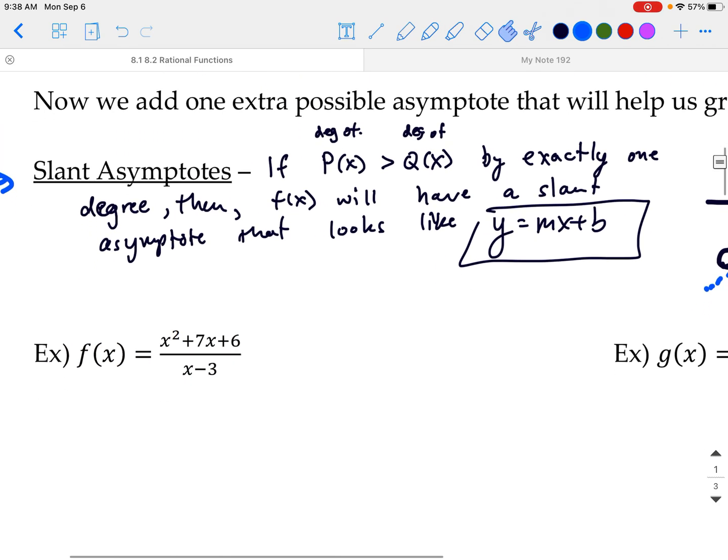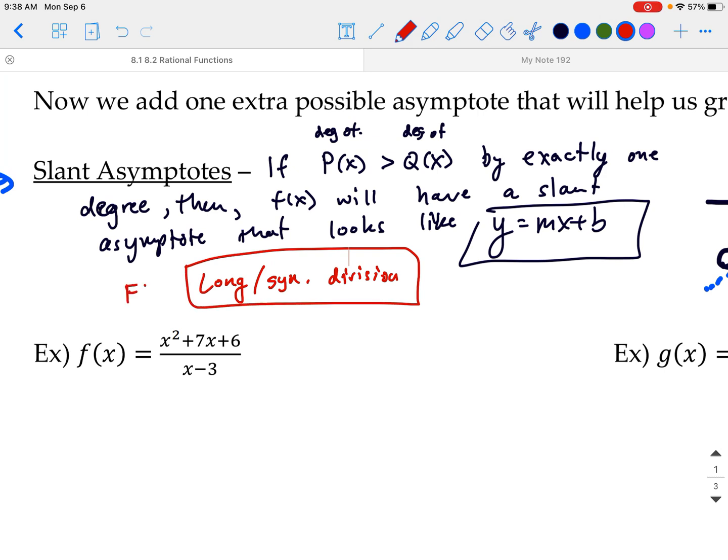So the question is, how do we find these asymptotes if they're slanted? What we're going to need for that is long or synthetic division. So this will be how we find them. We're going to do some long or synthetic division because obviously we're dividing expressions here. So we'll look at the divided expression to figure out our slant asymptote.